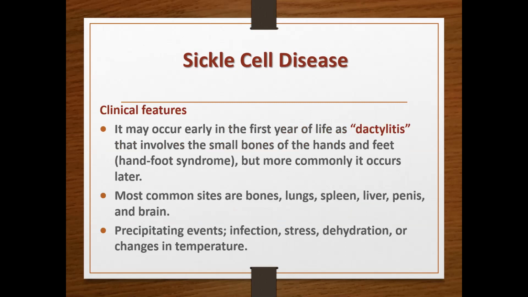It may occur early in the first year of life as dactylitis, due to infarction of microvessels in the small bones of the hands and feet. That's why we call it hand-foot syndrome, but more commonly it presents later. The most common sites involved in vaso-occlusive crisis are bones, lungs, spleen, liver, penis, and the brain. The precipitating events for these attacks are infection, stress, dehydration, changes in temperature, hypoxia, or high altitude.